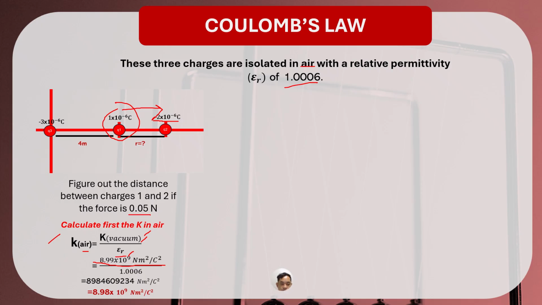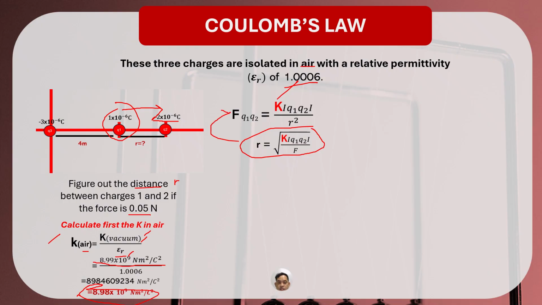We will use this value in our Coulomb's equation here because the charges are in air, not in a vacuum. So we will substitute it, but in this case, we will derive the formula to get the R because our task is to figure out the distance or the R between charge 1 and charge 2. So in my previous video, I derived this formula here from our Coulomb's equation.